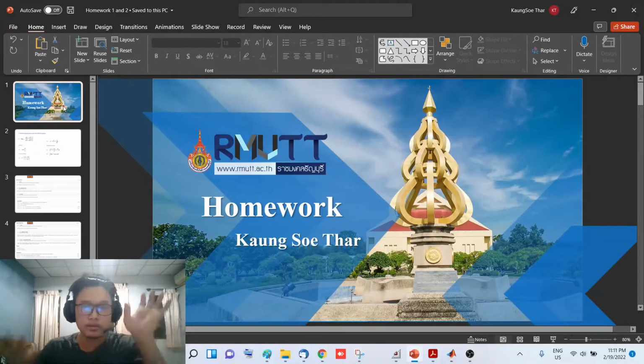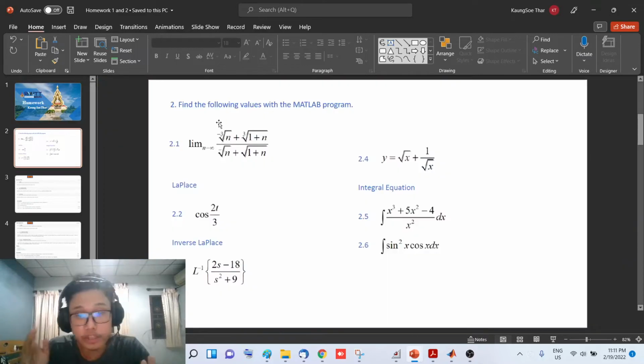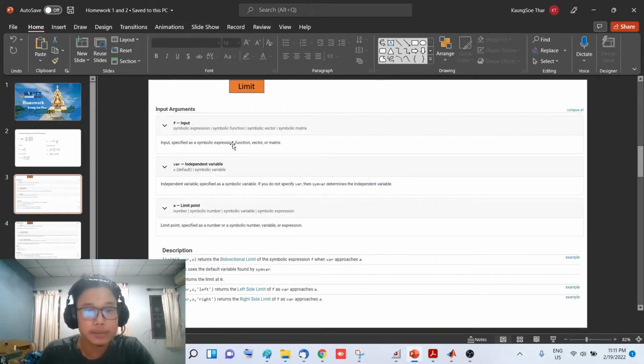Okay, so today I would like to talk about the homework for these problems. I have to do limits, Laplace transform, inverse Laplace transform, and differentiate and integrate functions for the following problems using MATLAB. Okay, this one is a limit.